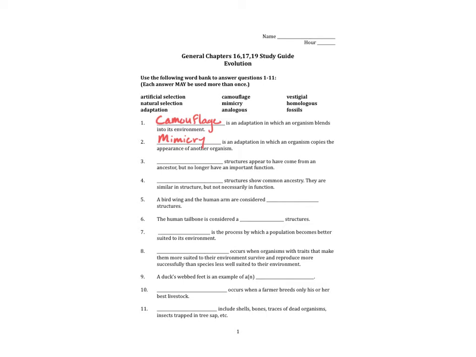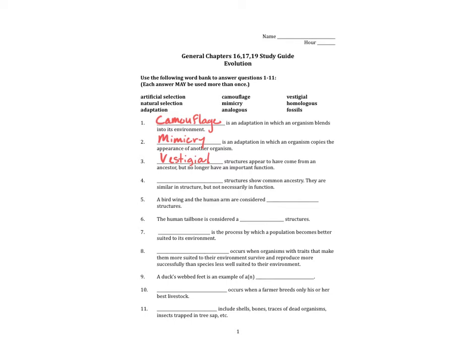Number 3 says vestigial structures appear to have come from an ancestor but no longer have an important function. So like we see in the fossil record that there are some whales that still have hip bones even though they don't have hind legs. Humans have structures like the appendix, which is not functional, but it is attached to our large intestine, and it appears to have a vestigial function.